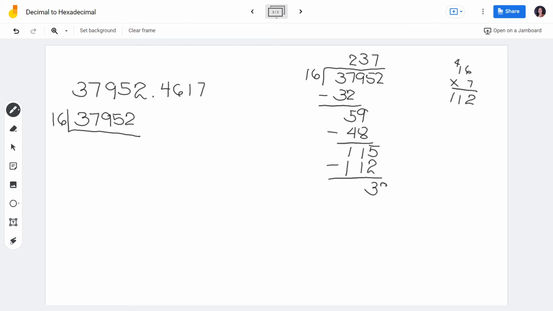2. So we have 32 divided by 16, which is exact. So we have 2. 2 times 16 is 32. So we have 2372 remainder 0.